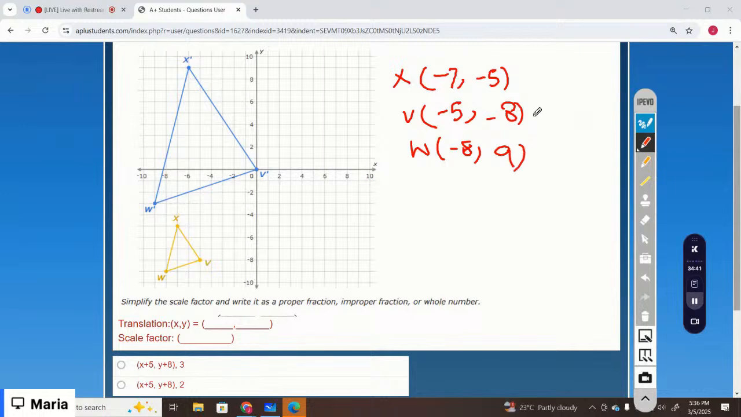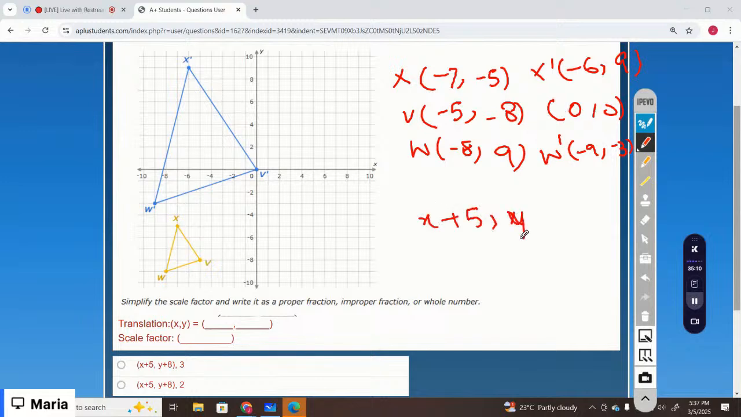So now V dash has the coordinates 0, 0. X dash has the coordinates -6 and 9. And W dash has the coordinates -9 and -3. So that means the translation is x plus 5 and y plus 8.